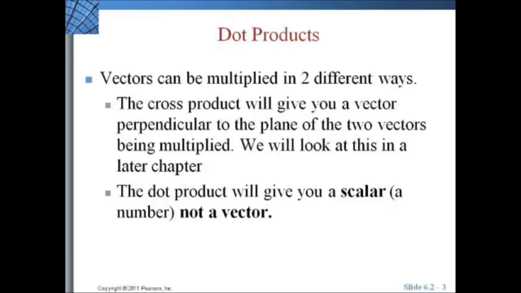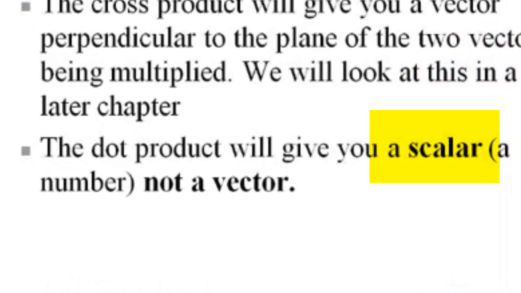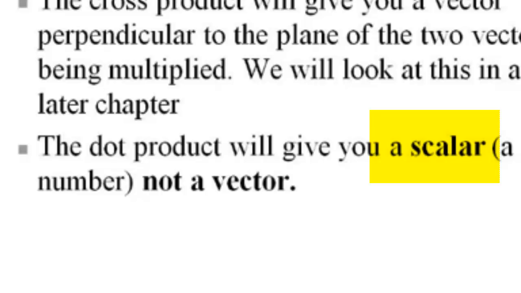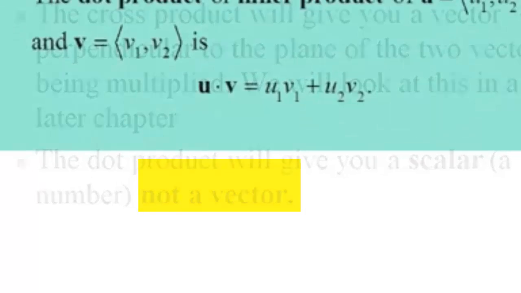Dot product. Vectors can be multiplied in two different ways. We can take a cross product that gives you a vector that's perpendicular to the plane of the two vectors being multiplied. We will be looking at this at a later chapter. What we're looking at in this chapter is the dot product. The dot product will give you a scalar, which is a number, not a vector.